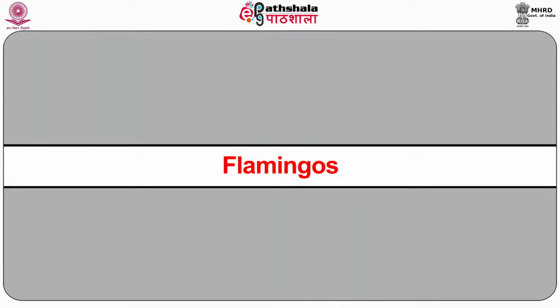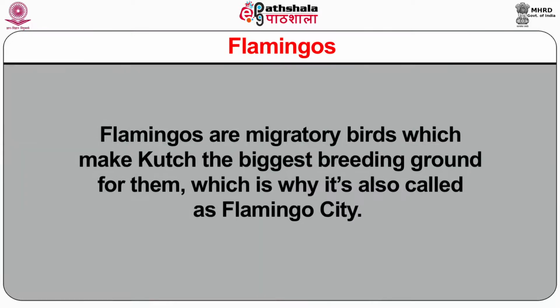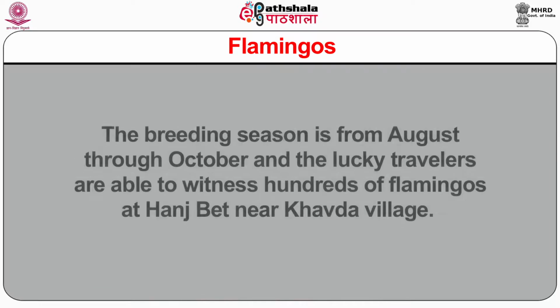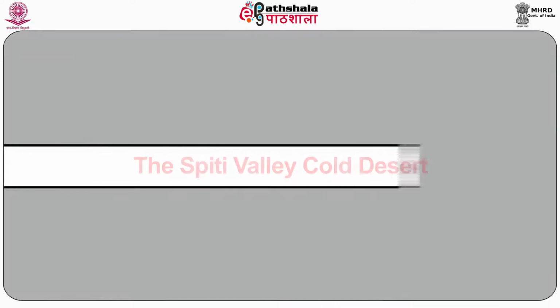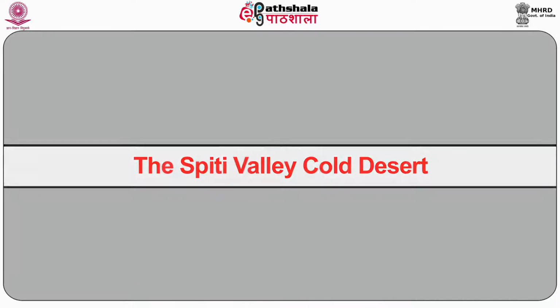Flamingos. Flamingos are migratory birds which make Kutch the biggest breeding ground for them, which is why it is also called Flamingo City. The breeding season is from August through October, and the lucky travelers are able to witness hundreds of flamingos at Hunchpet near Khavda village.